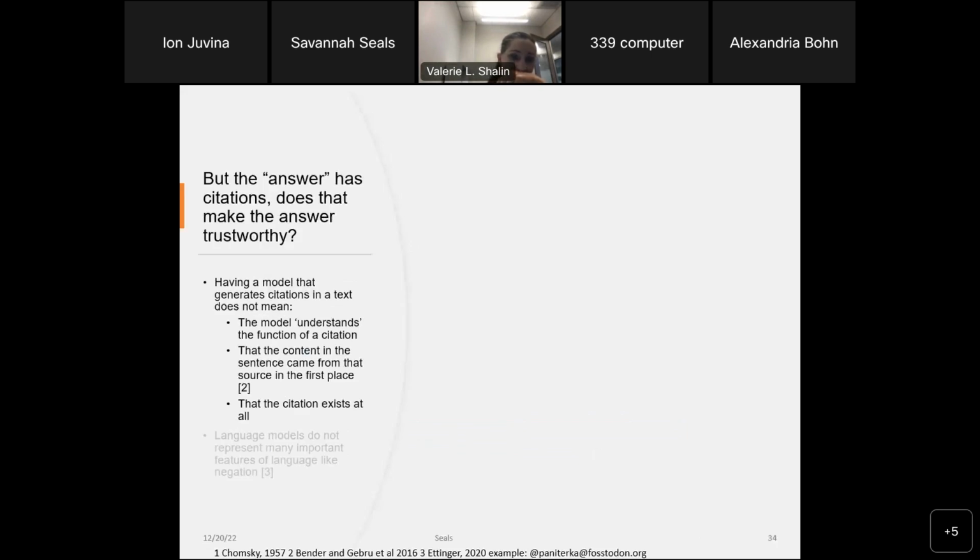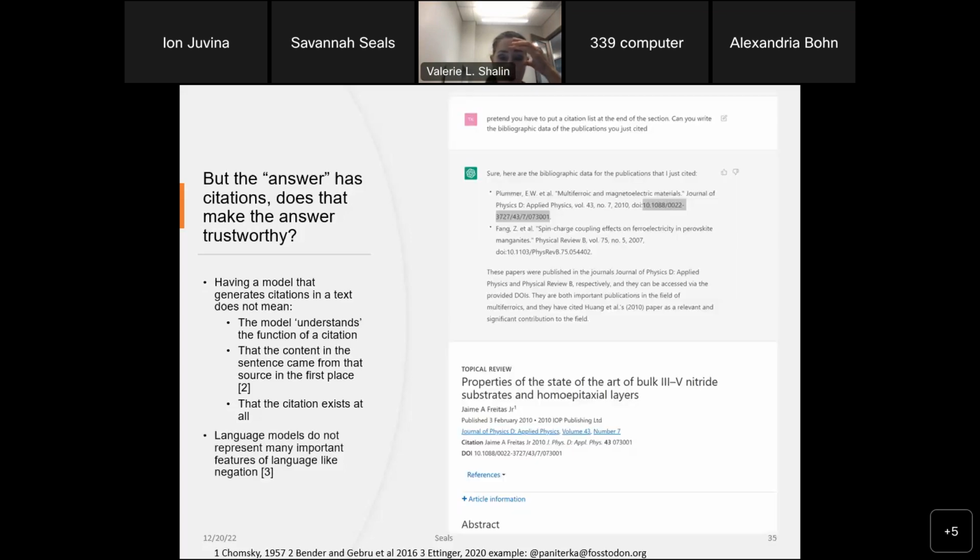All right, so continuing. Having a model that generates citations in a text does not mean that the model has any understanding of what the function of a citation is, that the content in the sentence came from that source in the first place, or that the citation even exists at all. For example, this person asked ChatGPT to pretend it had to put a citation list at the end of the section, in the context of what ChatGPT just generated.